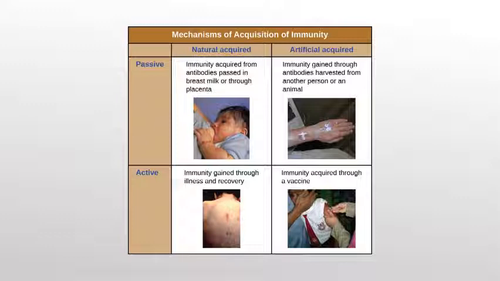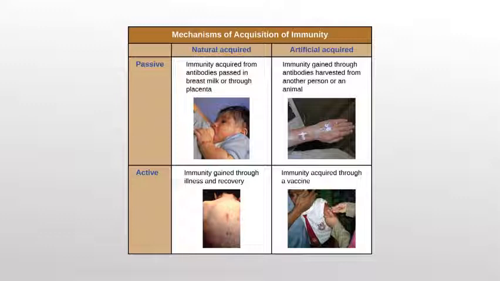Natural acquired active immunity occurs when the body is introduced to a pathogen or a disease. An example is exposure to chickenpox, then developing the disease and recovering. Active acquired artificial immunity occurs when a weakened antigen or immunoglobulin is injected into an individual as a vaccination, which will then produce an immune response.